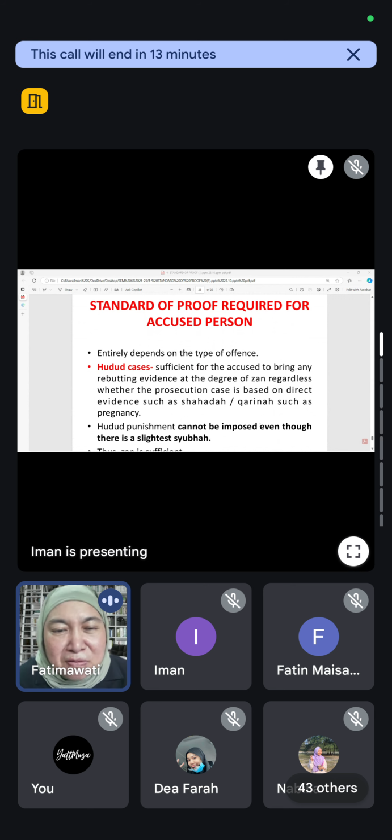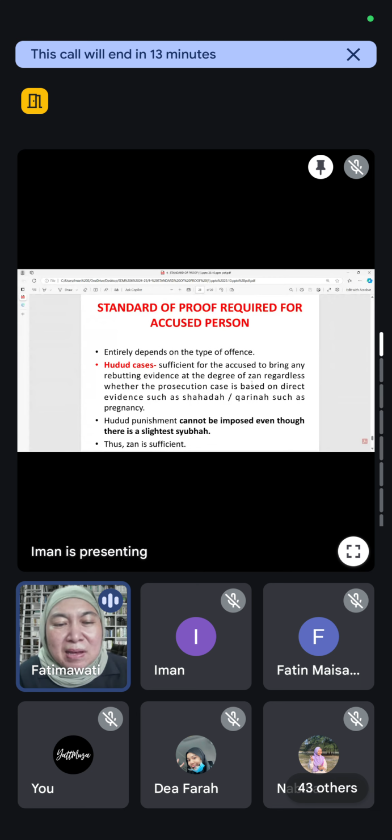Okay, so the standard of proof required for accused person, it depends entirely on the offense. So kalau in hudud cases, it's sufficient for the accused to bring any rebutting evidence at the degree of zon, regardless whether the prosecution case is based on direct evidence such as shahada, or qarinah, such as pregnancy. Okay, hudud punishment cannot be imposed even though there is a slightest shubhah. Ingat kalau hudud ni dia punya level tu adalah yakin, thus zon is sufficient. Okay. Okay, next.